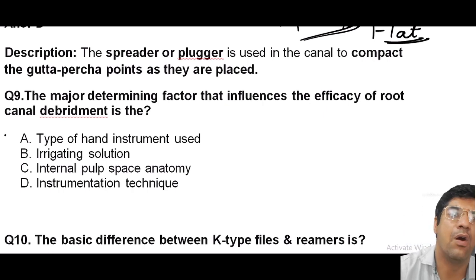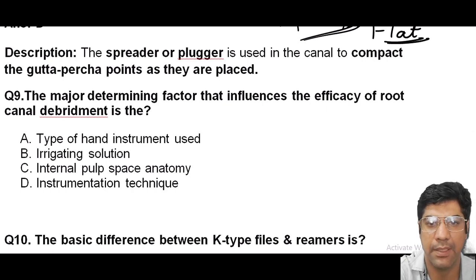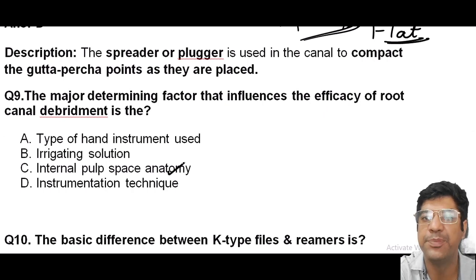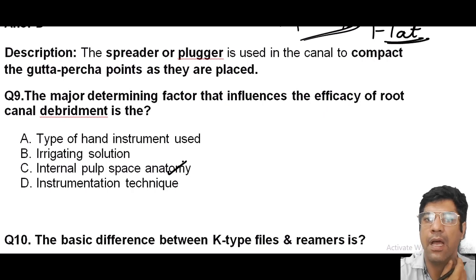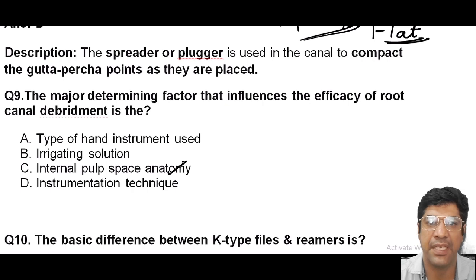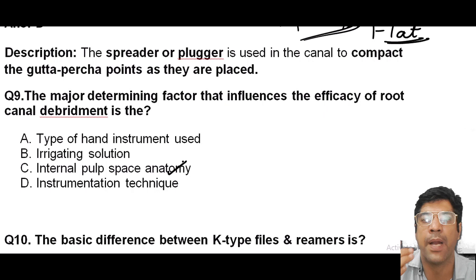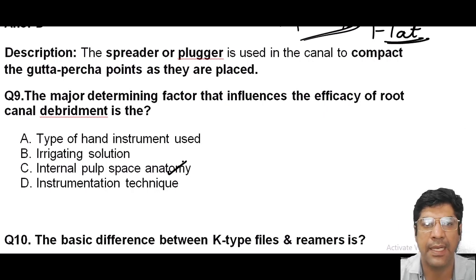So your preferred option is C, that is internal pulp space anatomy. The internal pulp space anatomy, including the number of canals, their curvature, branching, and any anatomical anomalies, is the primary determinant of debris removal. Imagine a tooth with multiple curved canals and accessory canals. Regardless of the instrument or the technique used, debridement will be more challenging in this case due to the complex internal anatomy.